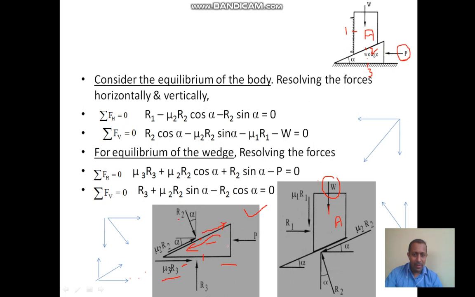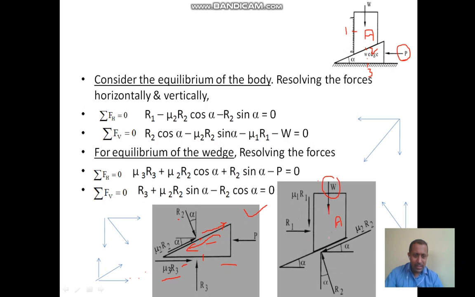In the previous figure of the wedge, we didn't consider the weight of the wedge. As I told you, the weight of the wedge is negligibly small as compared to the weight of the body, so that we can neglect it.